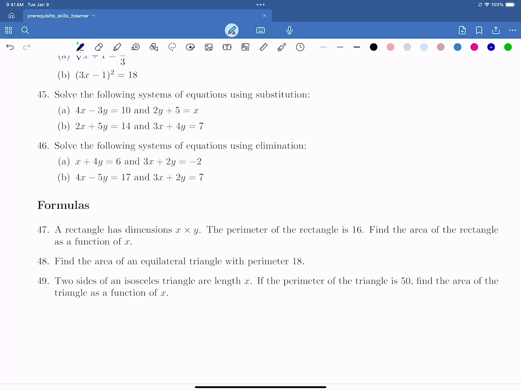Hello, we are continuing to work on our prerequisite skills. In this next section, we're going to be solving some word problems involving formulas.